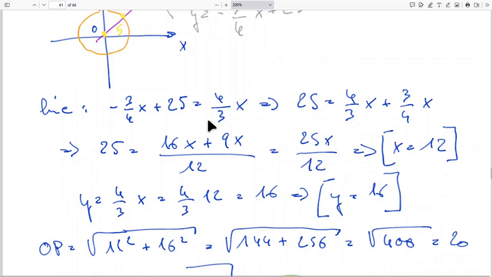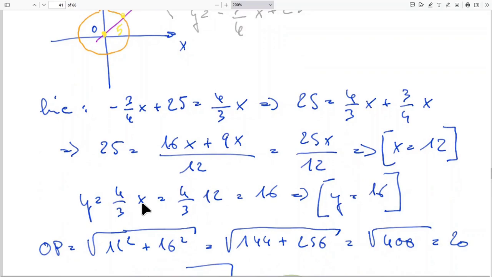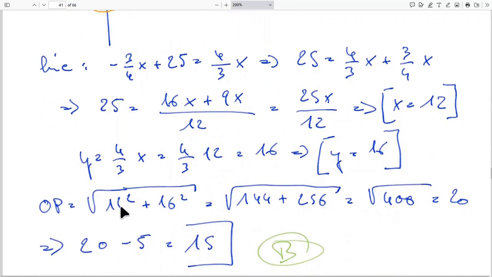That's just filling in into either of those lines. I'll just take 4/3 of x, that's the easier one. So 4/3 of 12 is 16, so y is 16. So the distance from the origin to point P is the square root of x squared plus y squared, so 12 squared plus 16 squared. 12 squared is 144, and 16 squared is 256. So the square root, obviously, of 400, which is 20.